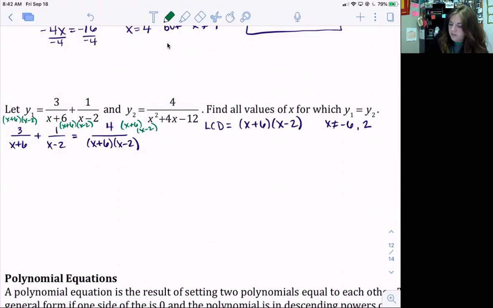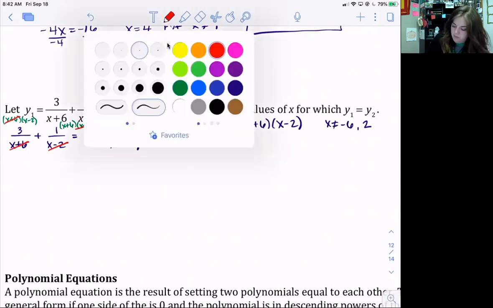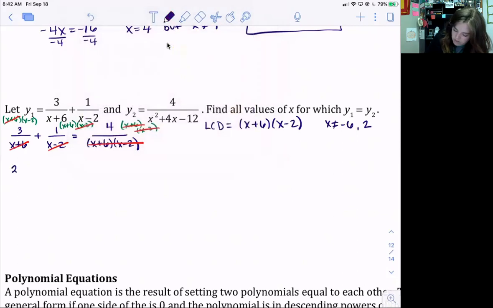And then cancel anything out. So our x plus 6s are going to cancel. Our x minus 2s are going to cancel. And then our whole expression will cancel on the right. So now we're left with 3 times the quantity x minus 2 plus 1 times the quantity x plus 6 equals 4. So distribute, we get 3x minus 6 plus x plus 6 equals 4.